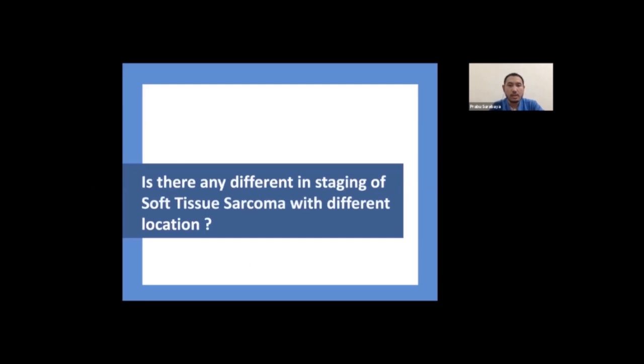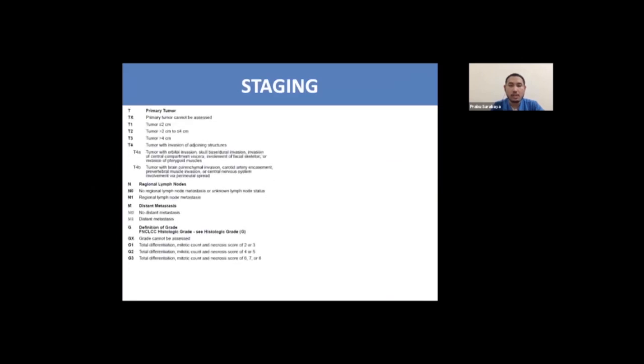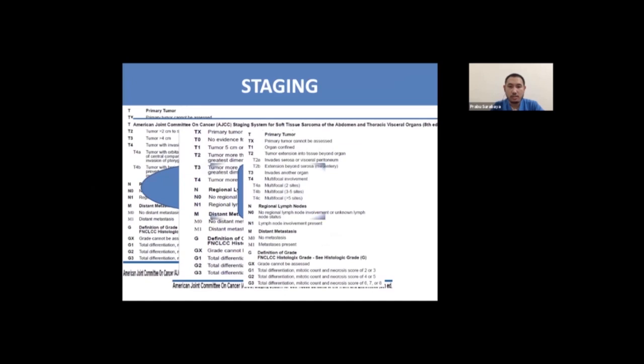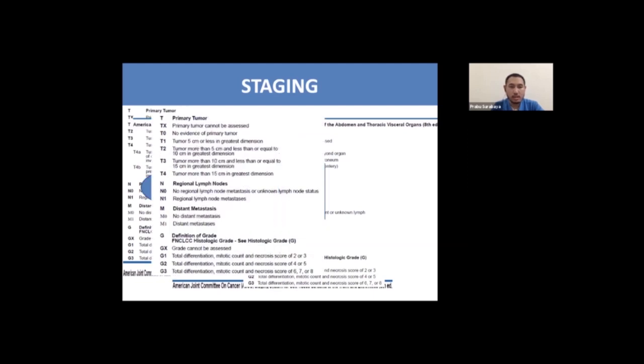So, is there any difference in staging in soft tissue sarcoma with different location? In soft tissue sarcoma, staging is not only based on the soft tissue sarcoma itself, but it's based on the location too. This is the example of soft tissue sarcoma in head and neck. And this is the staging system in soft tissue sarcoma in trunk and extremities. And this is the staging system of soft tissue sarcoma in abdomen and thoracic visceral organ. And this is the soft tissue sarcoma staging based on the location at retroperitoneum. We can see that with different locations of the body, the staging system is different too. So we must be careful if we want to stage the soft tissue sarcoma. First of all, we must see the location of the soft tissue sarcoma.